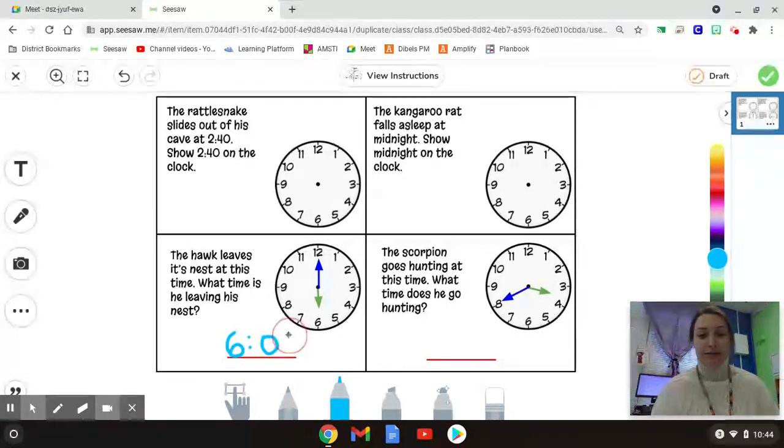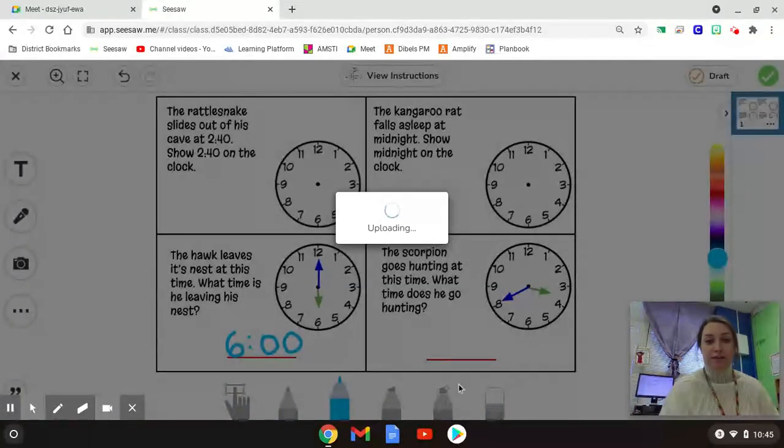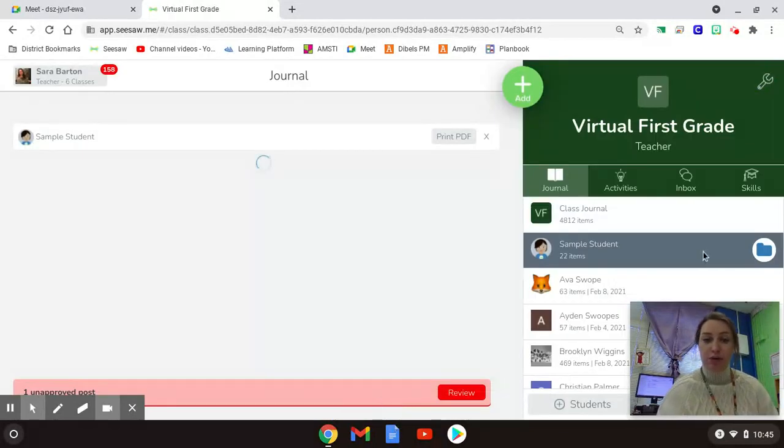Remember, with minutes, you've got to think about the minutes that it takes. Remember, each number is worth 5 minutes. So 5, 10, 15, 20, 25, all the way around. And 12 is where it starts over. So we start back at 00 when it's hitting the 12. So 6 o'clock is when that hawk leaves its nest. The rest are for you to do on your own.